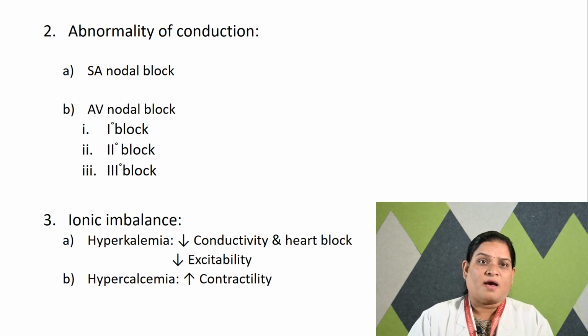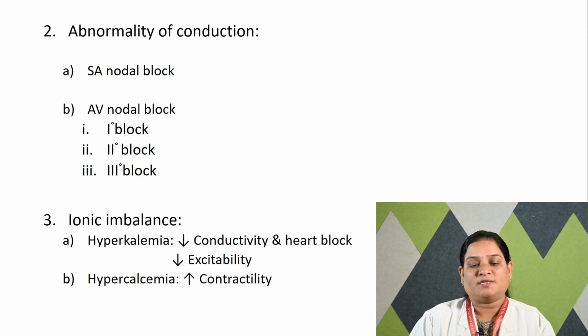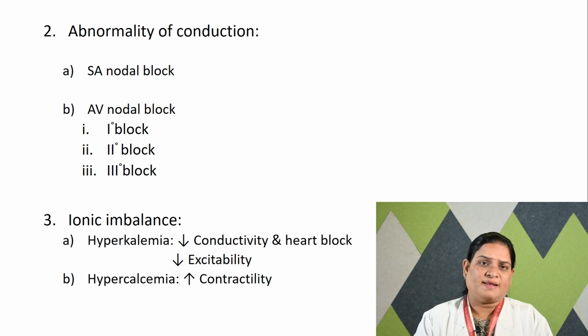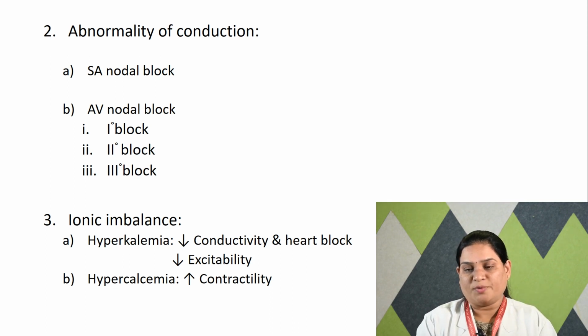As I said, hyperkalemia means increased potassium level in the blood. It causes decreased conductivity and heart block, and it decreases the excitability of the cardiac tissue. Hypercalcemia: if excess calcium is poured on the frog's heart, there is an increase in the contraction of the heart, or calcium rigor occurs. So more calcium in the blood causes increased contractility of the heart.